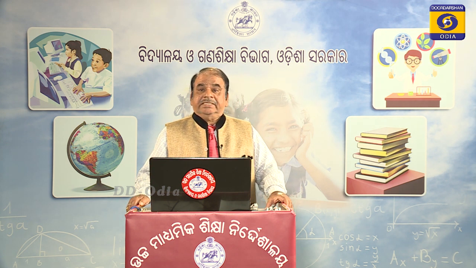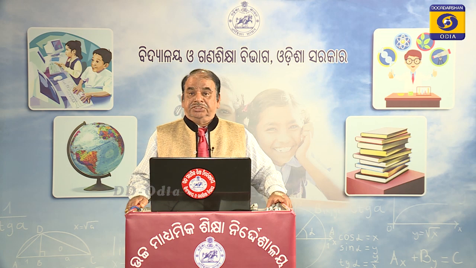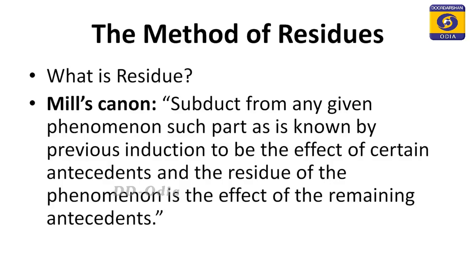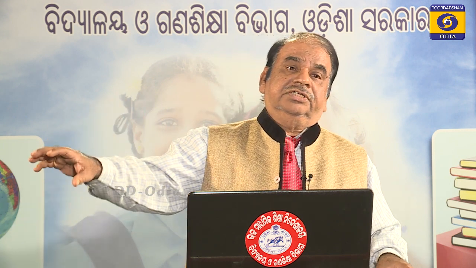We have to understand what is the meaning of residue. Residue means leftover. Suppose from one higher thing or more thing we deduct some less, then the remaining one is known as a residue, that is in our Odia language known as boloka.